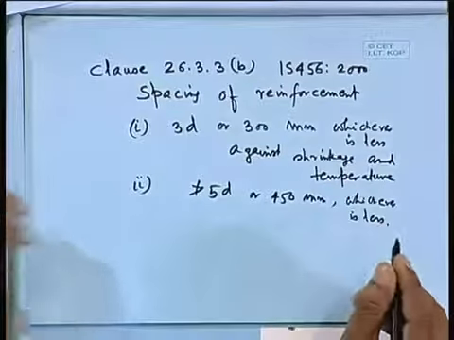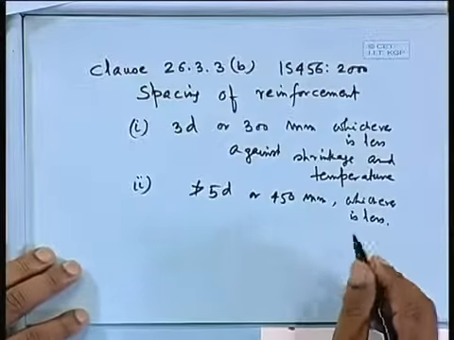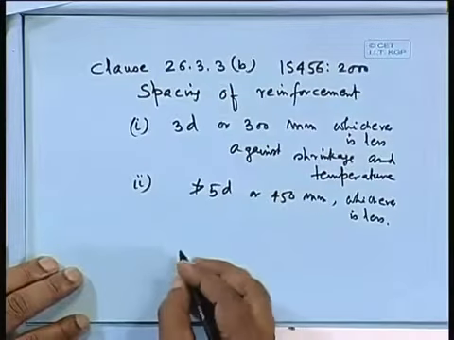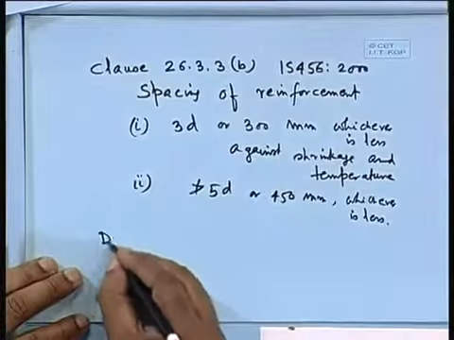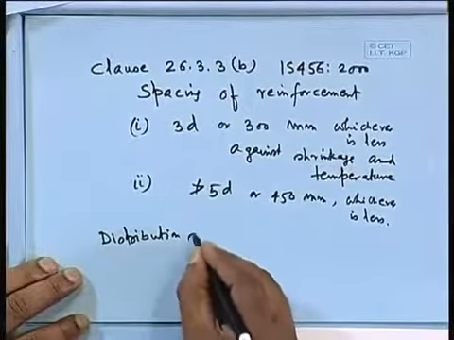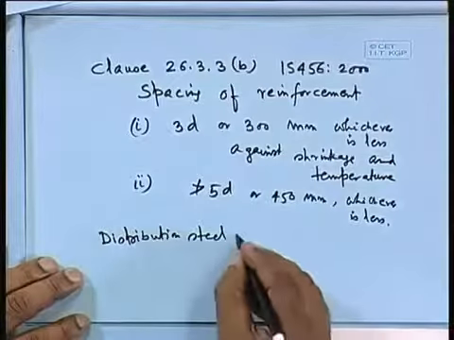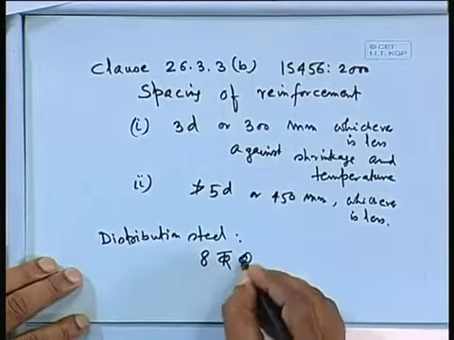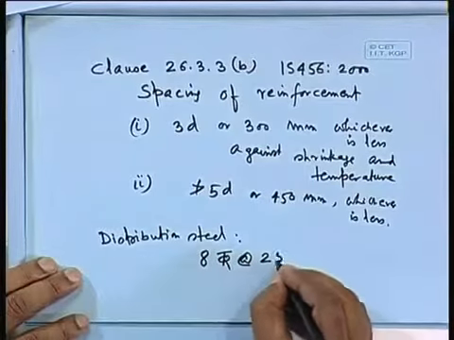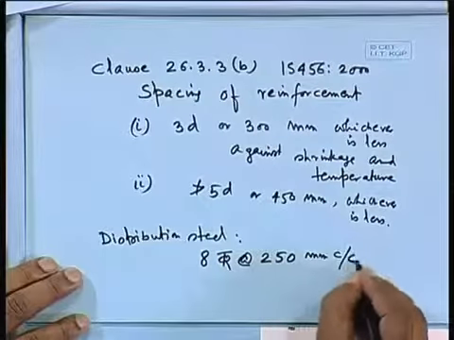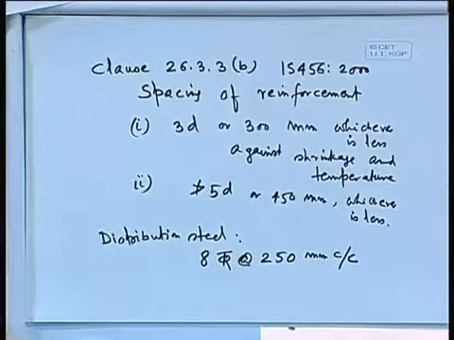In our case it is coming 260 millimeter center to center, which is less than these values, so we can provide that distribution steel. That is 8 torr at the rate of, let us provide 250 millimeter center to center. So we can provide 8 torr at the rate of 250 millimeter center to center.